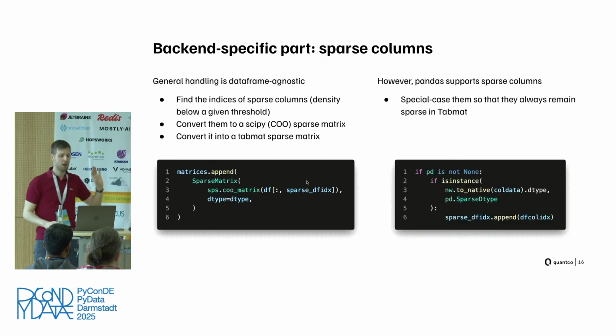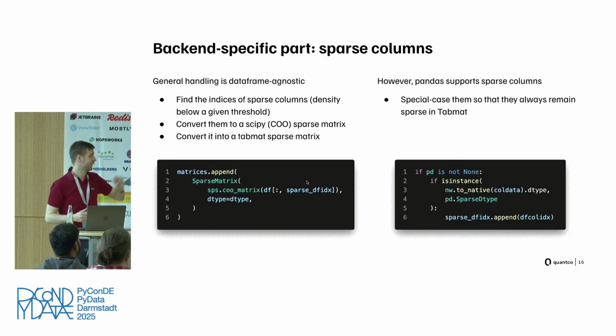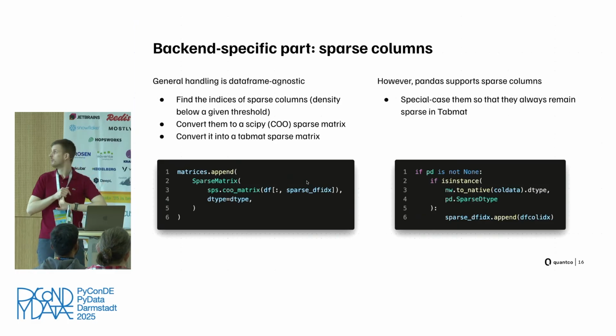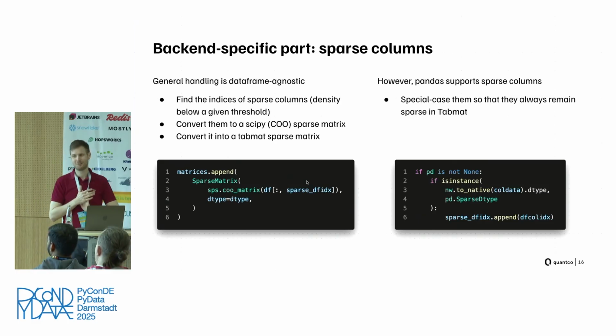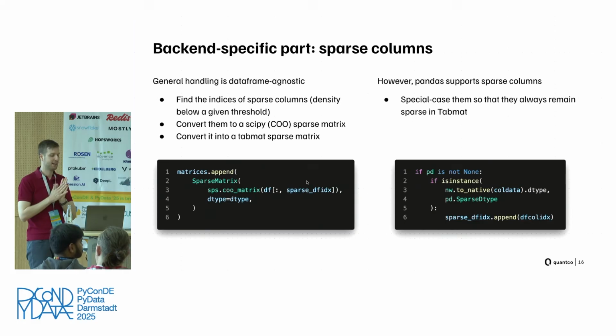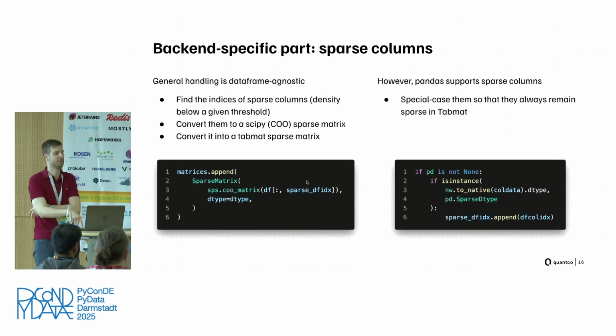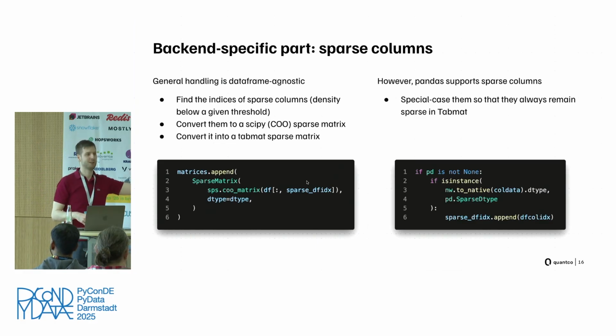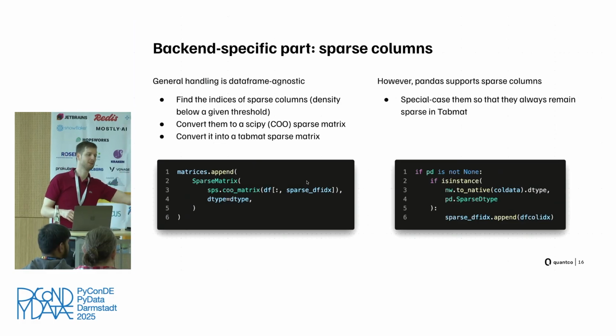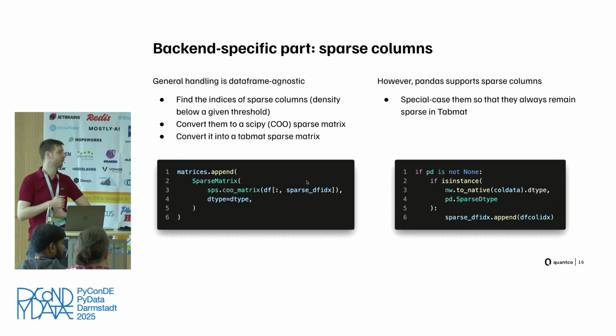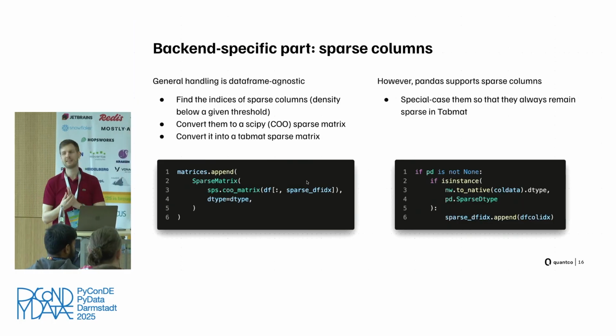That's all good. What happens though is pandas already has support for sparse columns, right? You can have sparse columns in pandas, and we want to make sure that if a column is originally sparse in your pandas data frame, it never gets converted into dense columns. So again, we just special case pandas, and if we have a sparse pandas column, we also treat it as a sparse Tabmat column. And again, we can easily drop down to native representation when we have to or when we want to.